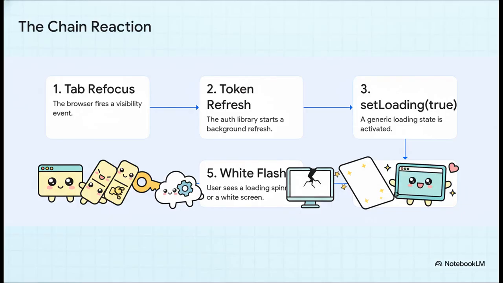So, let's watch the dominoes fall, one by one. You come back to the tab, the browser fires an event. The auth library hears that and thinks, hey, good time to refresh the token. But here is the fatal flaw. The code that handles this calls a generic setLoading(true), something that was probably only meant for the very first time a user signs in. And React, just doing what it's told, nukes the entire user interface to show a loading screen. And boom, there's your white flash.